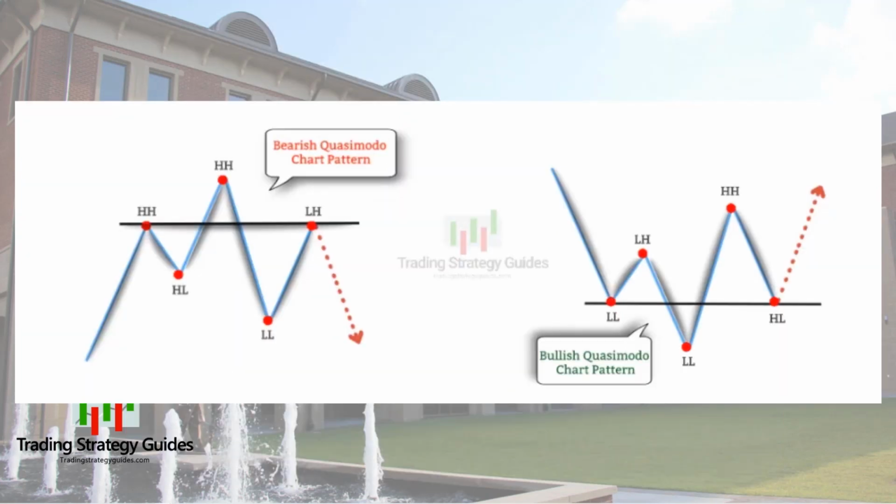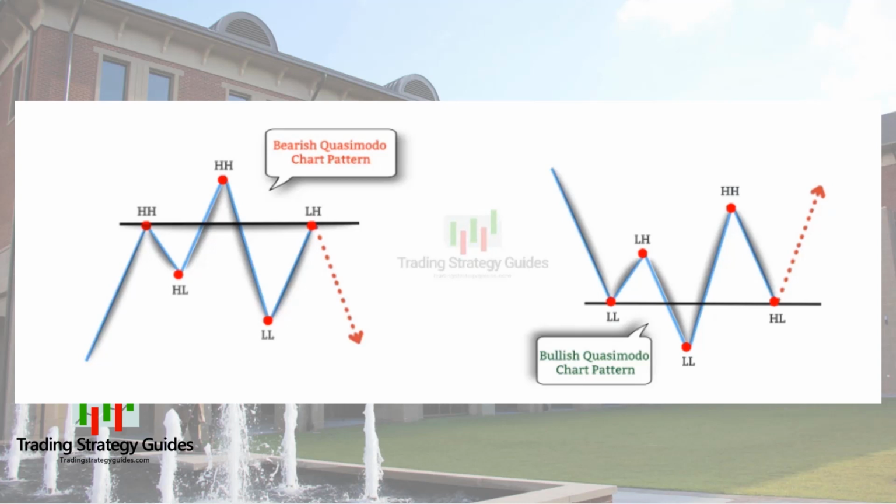A Quasimodo pattern appearing at the end of a bullish run would be a bullish to bearish trend reversal, or a bearish Quasimodo, and a reverse Quasimodo pattern appearing at the end of a bearish run would be a bearish to bullish trend reversal, or a bullish Quasimodo.